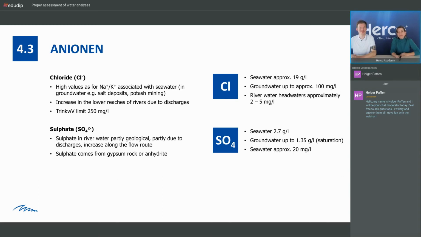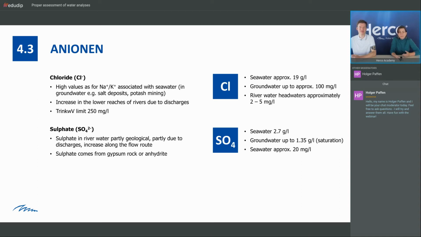So chloride, as we showed you before in the previous slide or 2 slides ago, is also associated, just like sodium and potassium, with seawater in the end. So usually salt deposits, mining, or seawater, groundwater with seawater influence. It increases the chloride concentrations the further you go down in the river, because you will always have chloride, for example, in the wastewater. You have more wastewater influence, you will have more chloride in the river until you reach really brackish water.